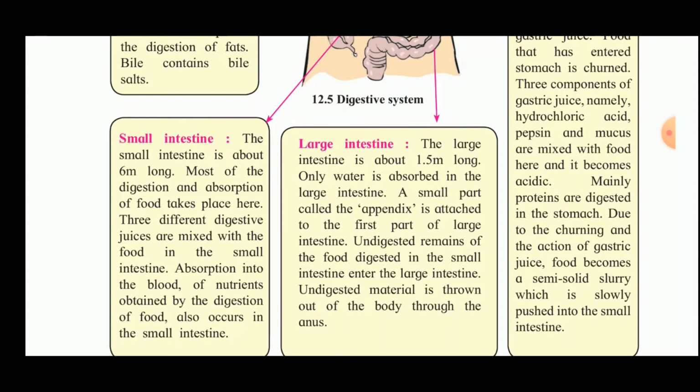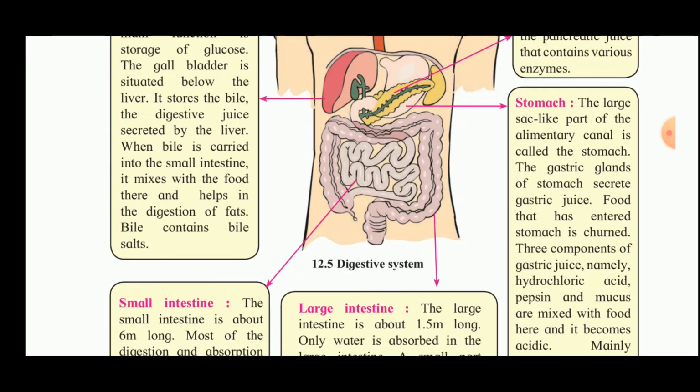Then the large intestine. The large intestine is about 1.5 meters long. Only water is absorbed in the large intestine. The small part called the appendix is attached to the first part of the large intestine. Undigested remains of the food from the small intestine enter the large intestine, and the undigested material is thrown out of the body through the anus.